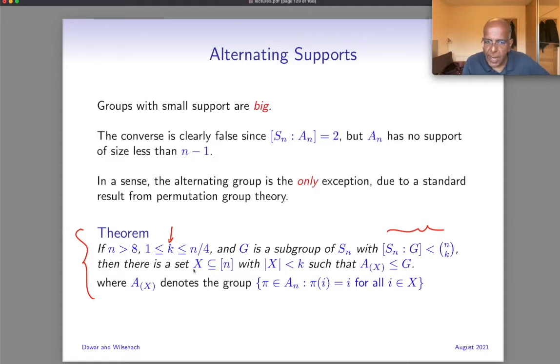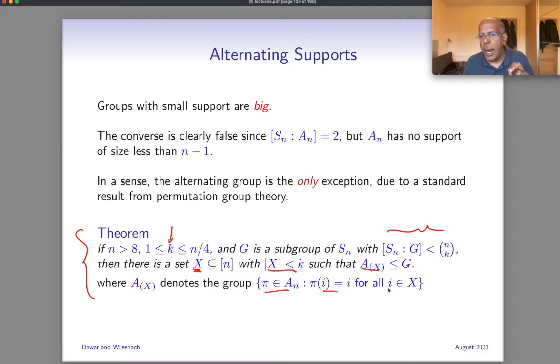Then you can find a set X, think of this as a support, of small size, such that G contains the set of all even permutations of the complement of X. So A bracket X is the set of all even permutations which fix all the elements in X. This is a large alternating group, and it is contained inside G. So any group which has small index in Sn contains a large alternating group.